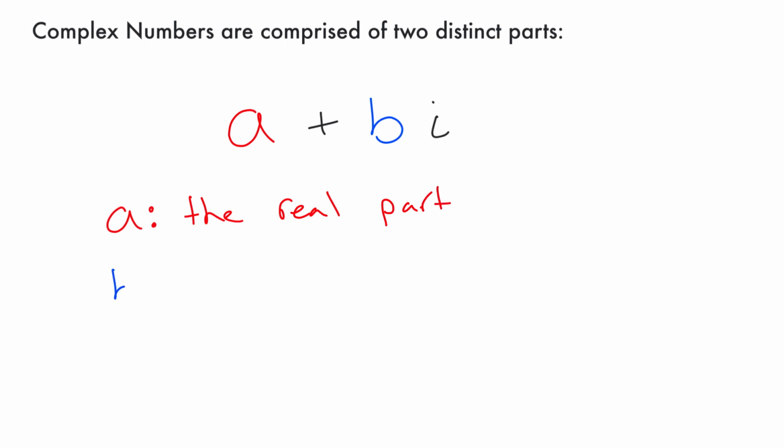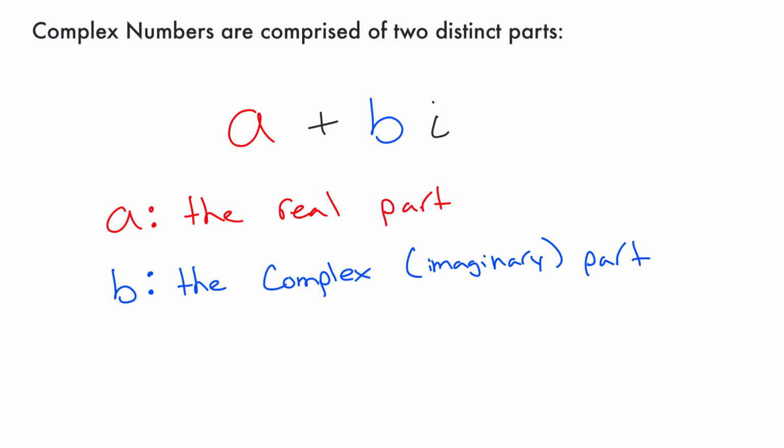And then b, as you might imagine, is called the complex, or the term I hate to use, imaginary part. So all complex numbers are made up of two parts. The real component, the real part, and the complex component, the complex part.